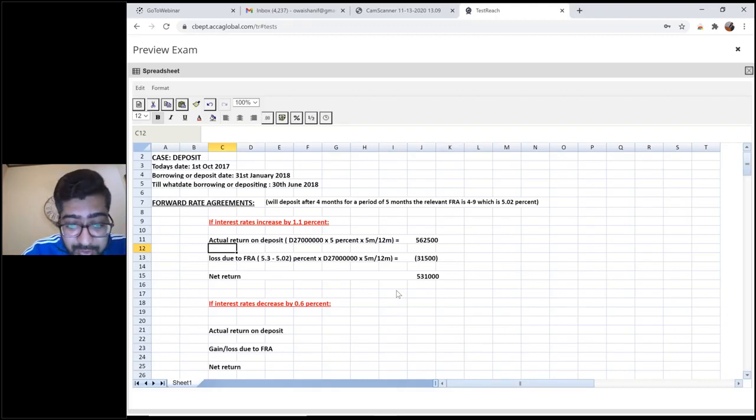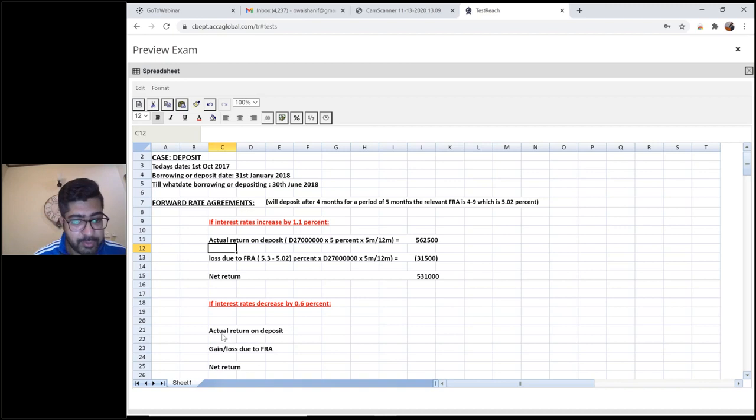Okay, now to get a grip, just look at another case. Then we will take questions. You have to solve another case, because you need to recommend a hedging strategy if interest rates increase or decrease. Let's suppose interest rates decrease by 0.6.